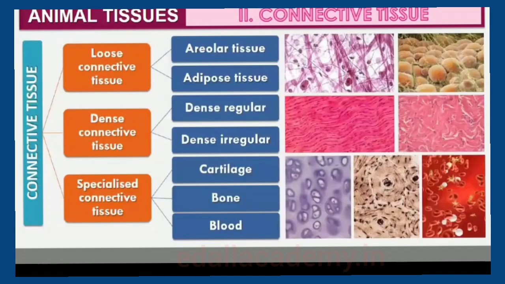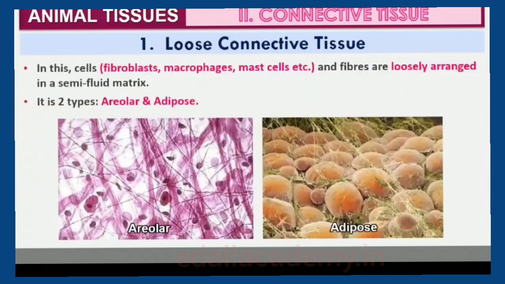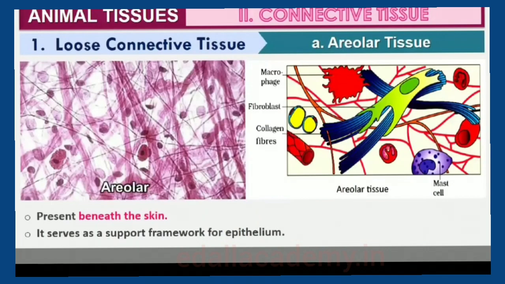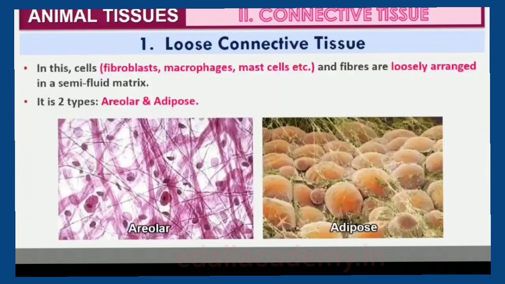Connective tissues are classified into 3 types: 1. Loose connective tissue, 2. Dense connective tissue and 3. Specialized connective tissue. Loose connective tissue has cells and fibers loosely arranged in a semi-fluid ground substance, for example, areolar tissue present beneath the skin. Often it serves as a support framework for epithelium. It contains fibroblasts, cells that produce and secrete fibers, macrophages and mast cells.